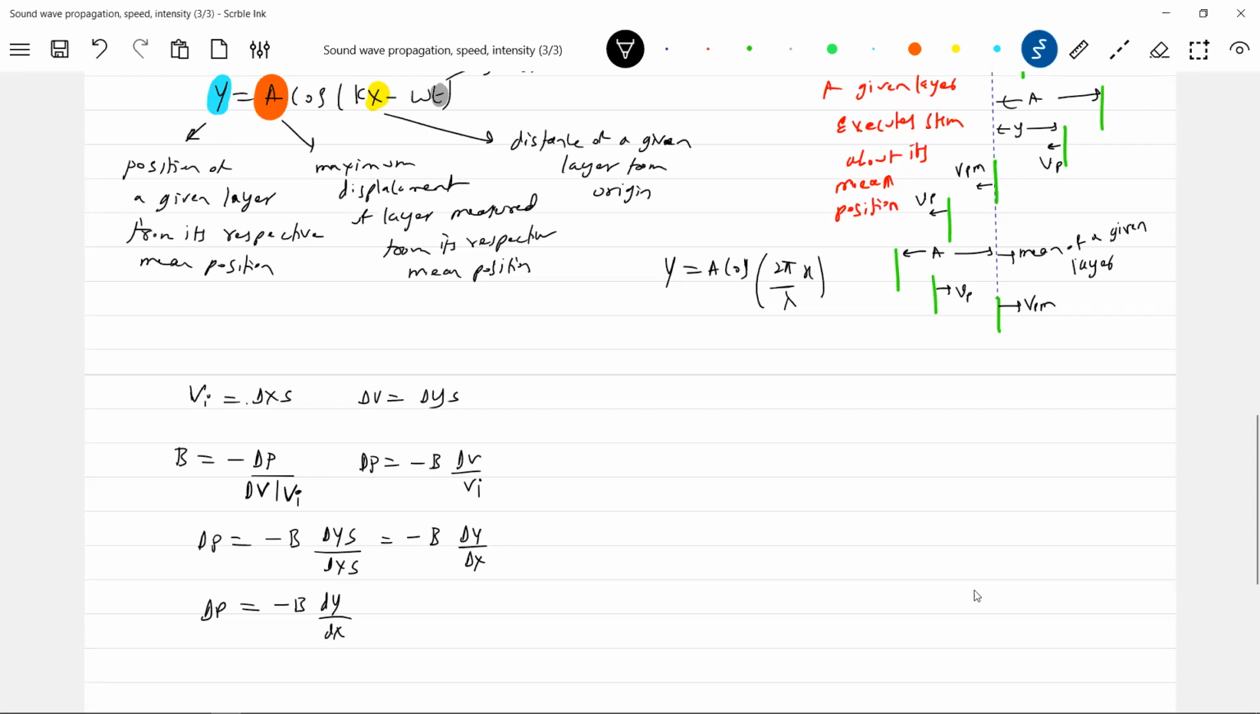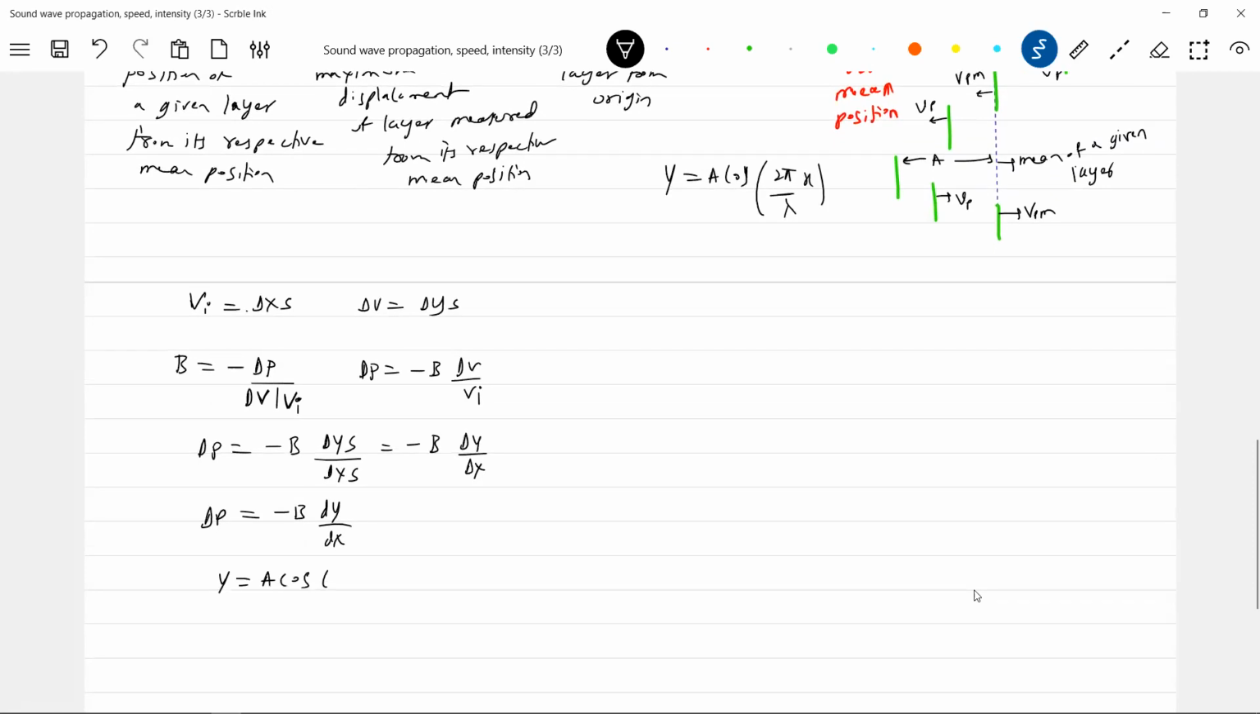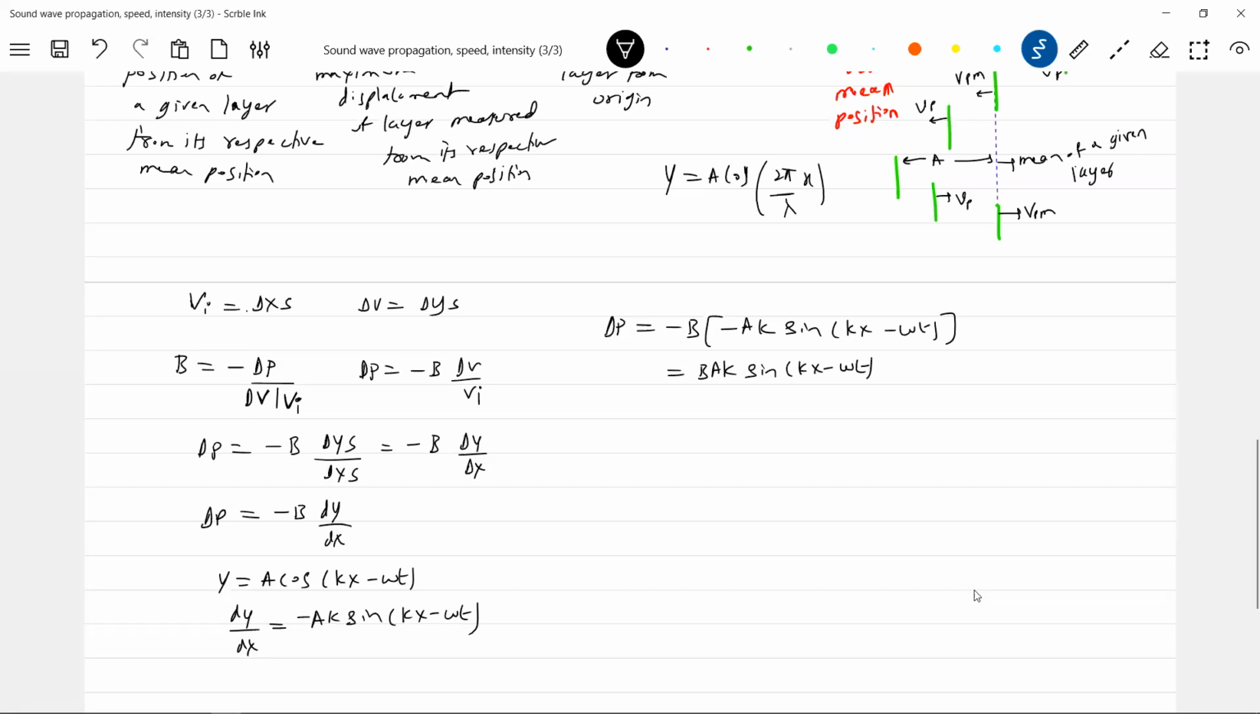Now we know what y is equal to; we have defined it. Let me differentiate this dy by dx. So this will become minus ak sine kx minus omega t. Let me substitute that. So this will become delta P equal to minus ak sine kx minus omega t. Let me write it like a wave function.